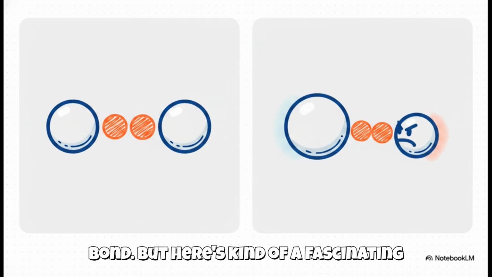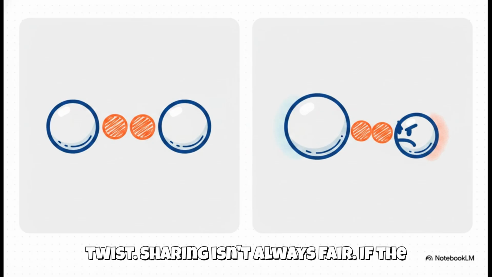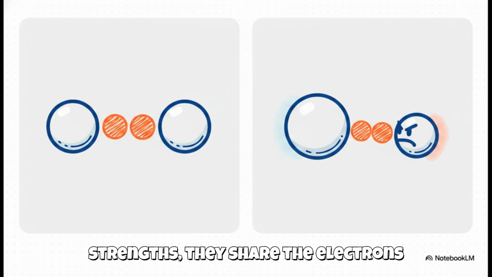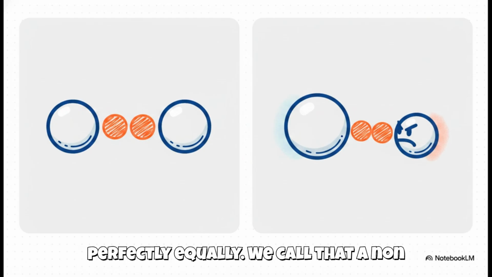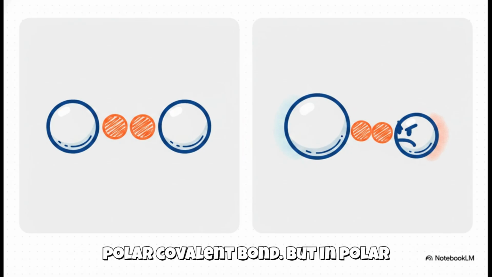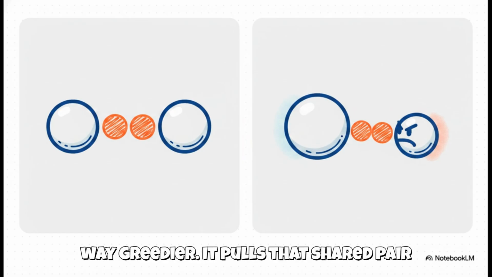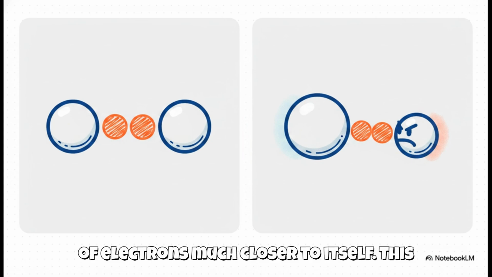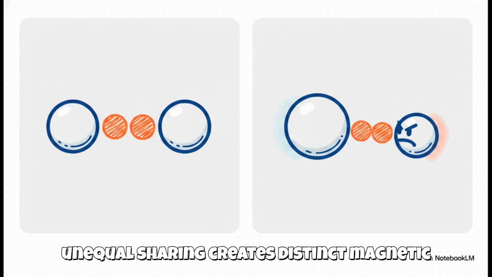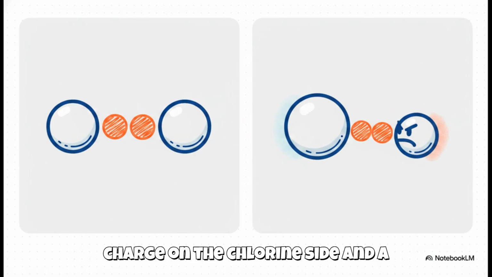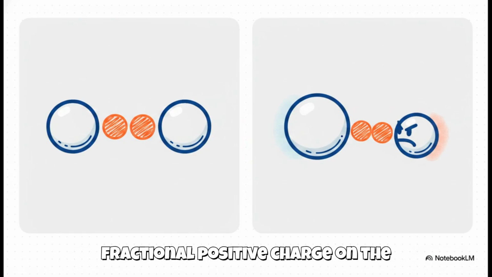But here's kind of a fascinating twist. Sharing isn't always fair. If the atoms are identical or have very similar strengths, they share the electrons perfectly equally. We call that a non-polar covalent bond. But in polar compounds like hydrogen chloride, the chlorine is highly electronegative. It's way greedier. It pulls that shared pair of electrons much closer to itself. This unequal sharing creates distinct magnetic poles, a slight fractional negative charge on the chlorine side and a fractional positive charge on the hydrogen side.